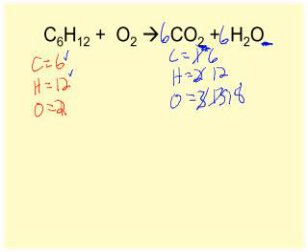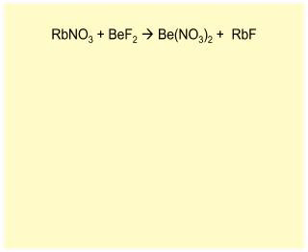Okay. To fix my oxygens, to get 18 oxygens, I could put a 9 right here. 9 times 2 is 18. And 6, 12, 6. Hey, I'm all done. Ooh, look at the big numbers. Wow. I feel pretty smart right now.